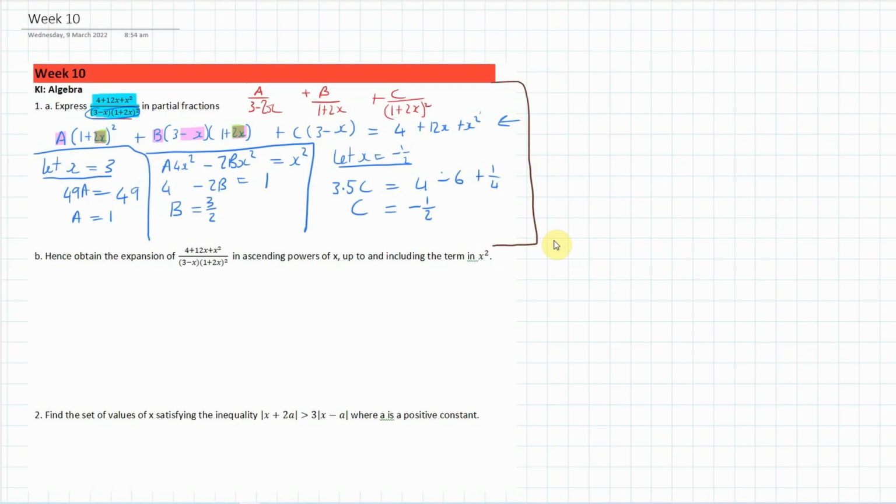So in actual fact, you can see that the first fraction, a over 3 minus x, is 1 over 3 minus x. Then the second one, b, is 3 over 2, so 3 over 2 bracket 1 plus 2x, like that. And the third one is actually minus, because c is negative 1/2, so 1 over 2 bracket 1 plus 2x all squared. Now, that's what we're expanding.